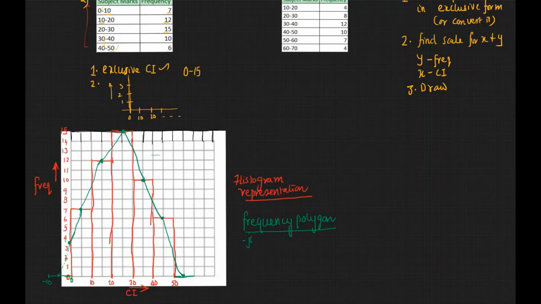So join midpoints and close the polygon at ends. So that's frequency polygon for you.